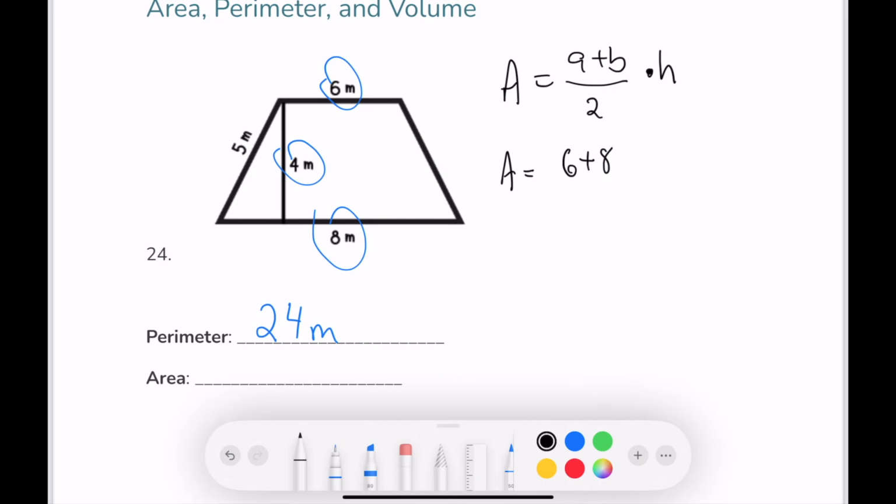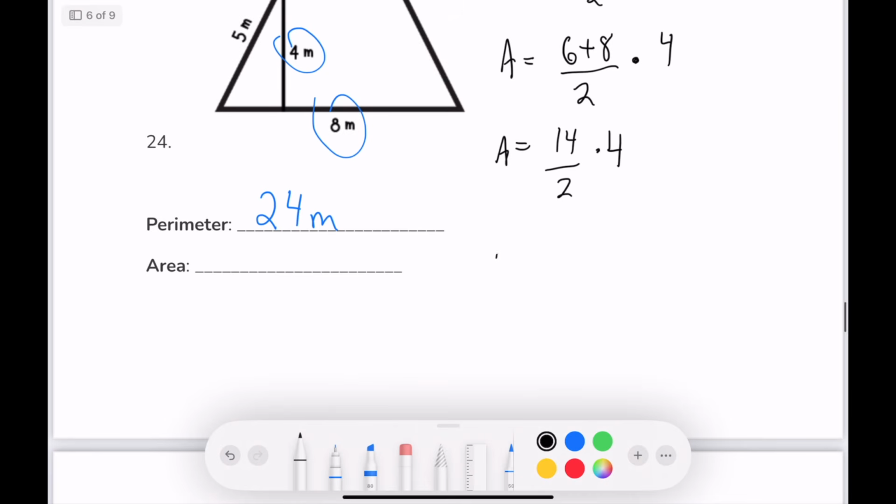Going back to it, we have 6 and 8. 6 plus 8 divided by 2 multiplied by 4. Area equals 14 divided by 2, multiplied by 4. Area equals 14 divided by 2 is 7, multiplied by 4. Area equals 7 times 4 is 28.